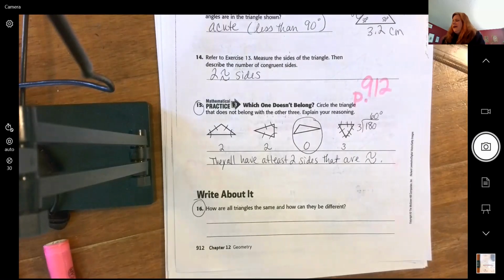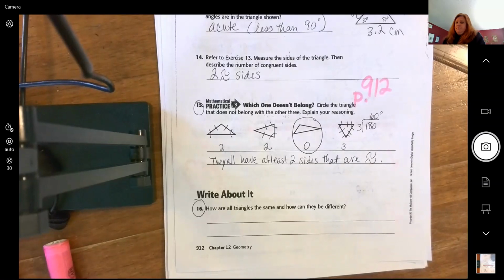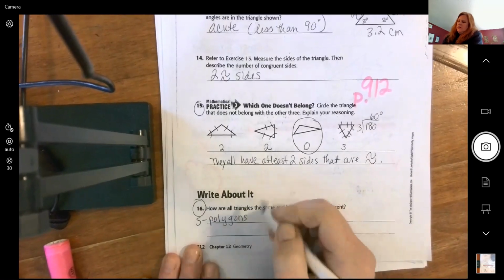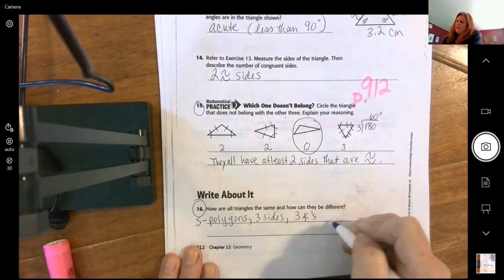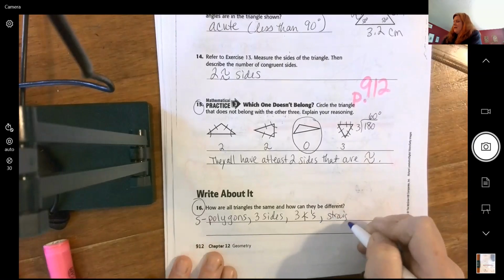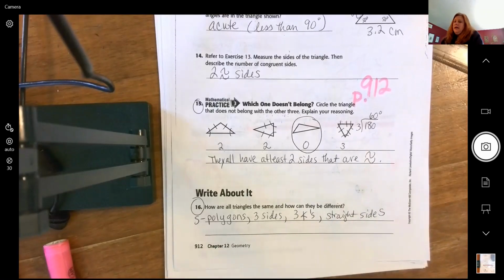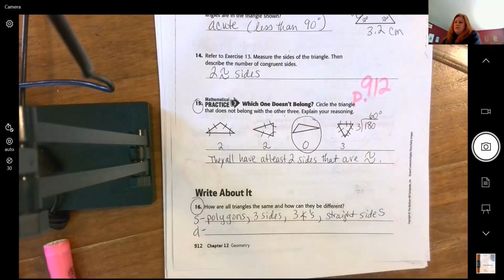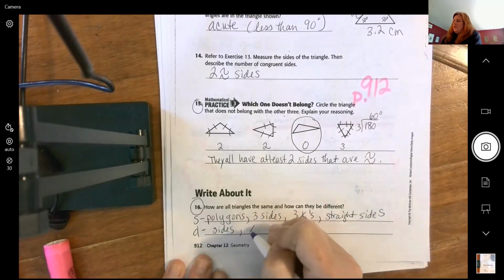All right, 16. How are all triangles alike? Now, hopefully you should have already answered these. You could have put lots of different things. They're all called polygons. They have 3 sides. They have 3 angles. They're straight sides. How are they different? How can triangles be different? Well, they have all different sides and all different angles.